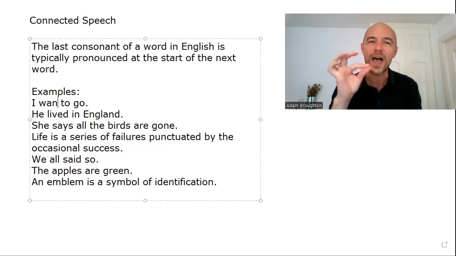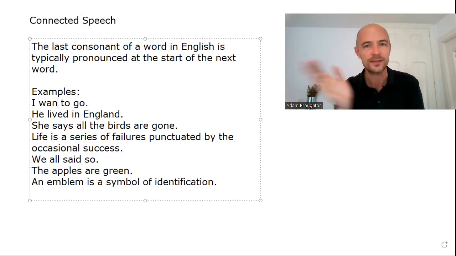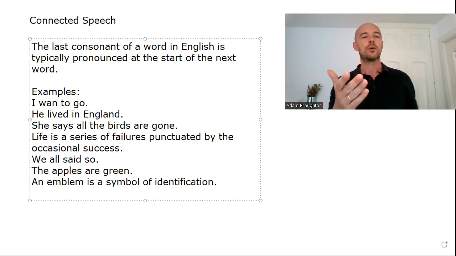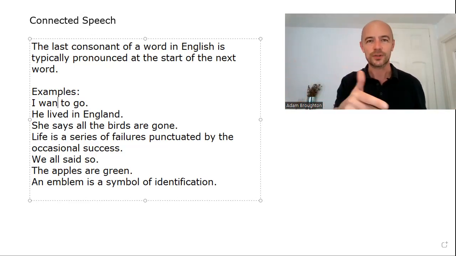So you see that my mouth is paused on the N, and the T is pronounced at the beginning of the next word, which in this case is "to," because that also begins with T. It's basically not pronounced at all. So we wouldn't say "I want to go." Again, you can't have two T's next to each other.